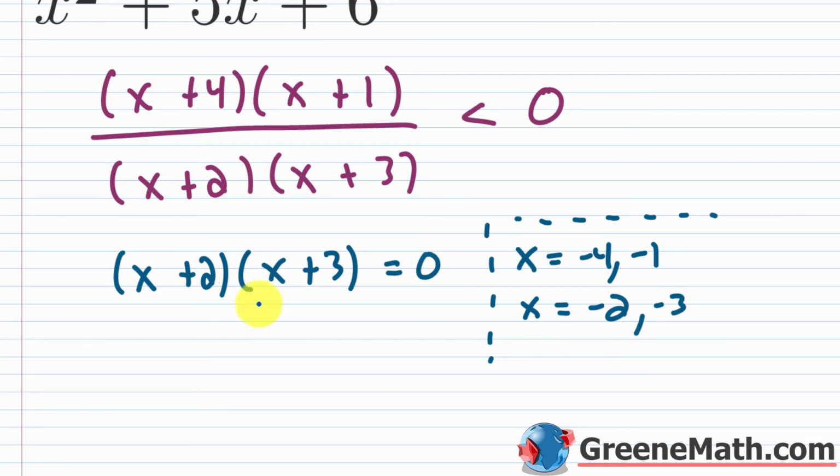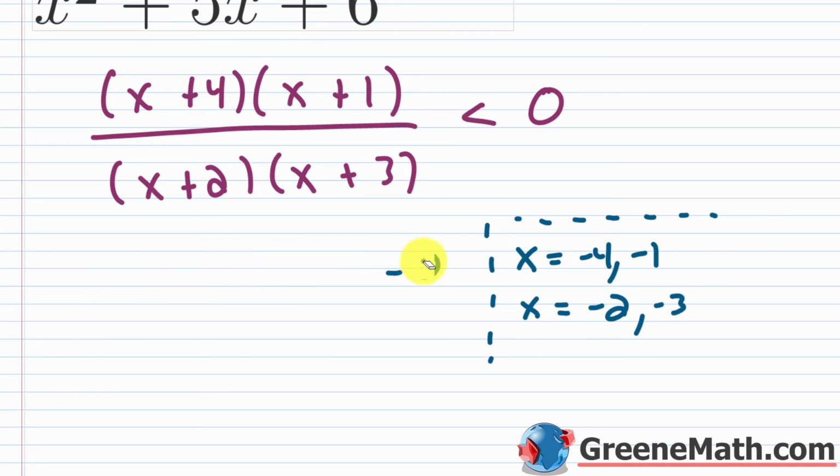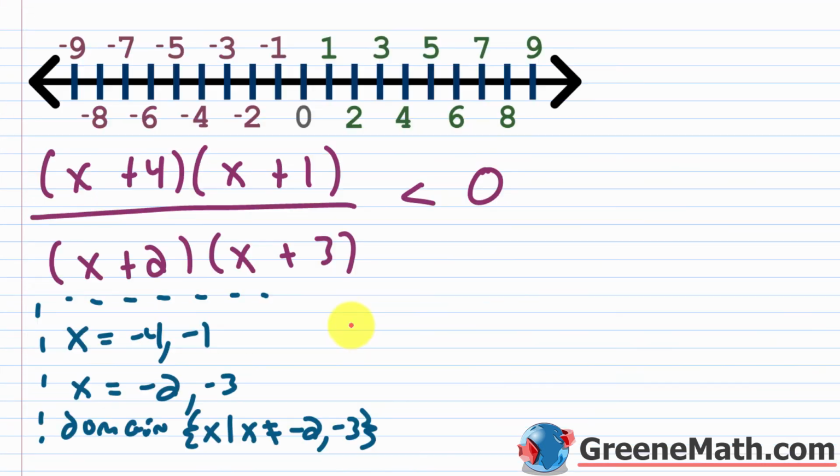Now again, I'm going to specifically list that negative 2 and negative 3, those are going to result in division by 0, so they need to be excluded from the domain. So let me put here that the domain is the set of all x such that x is not equal to this negative 2 or this negative 3. So coming to the number line, we have a lot of critical values, and they're pretty close together. So you have this negative 4 here, and then you have this negative 3 here, and then you have this negative 2 here, and then you're going to have this negative 1 here.